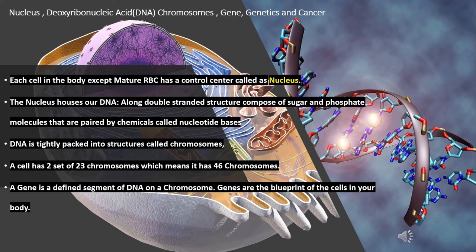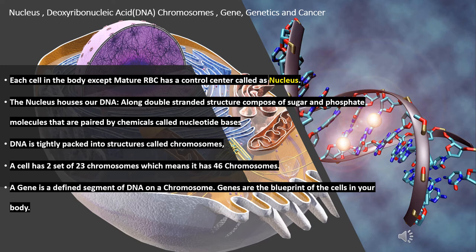The only cells that don't contain the two sets of chromosomes are sex cells, that is, eggs and sperm. So these contain only one set of chromosomes. Thus, when an egg and a sperm join together to form a zygote, the zygote consists of a new complete set of 46 chromosomes.